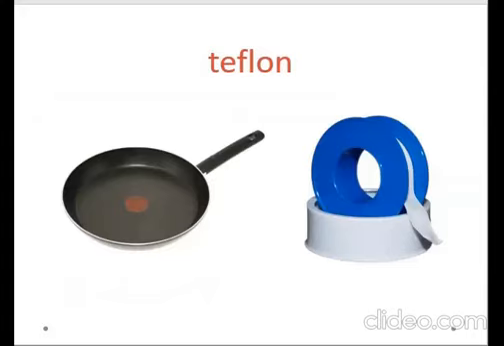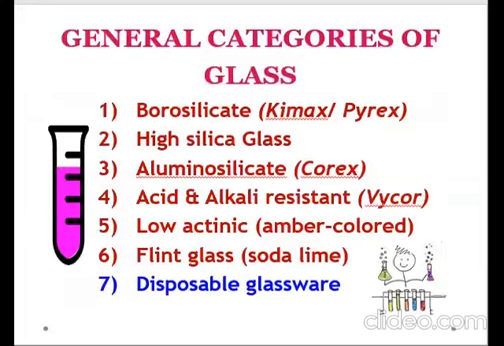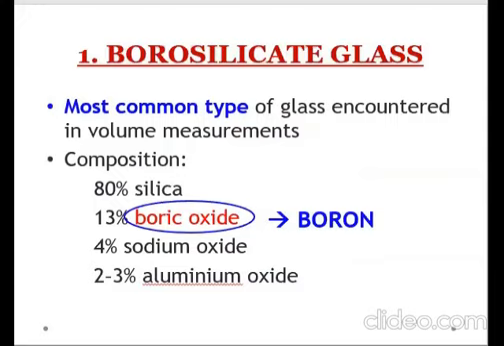Now we will proceed with the major types or categories of glass. So there are actually 7, but what I'm going to elaborate now are the first 6. Okay? So let us begin with your borosilicate. So your borosilicate is the most common type of glass encountered in the laboratory. Lalo-lalo na sa clinical chemistry laboratory.